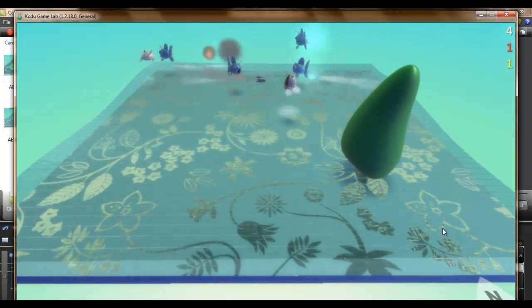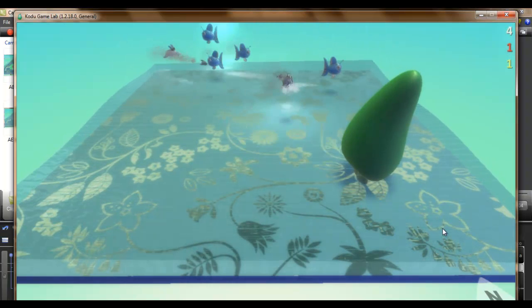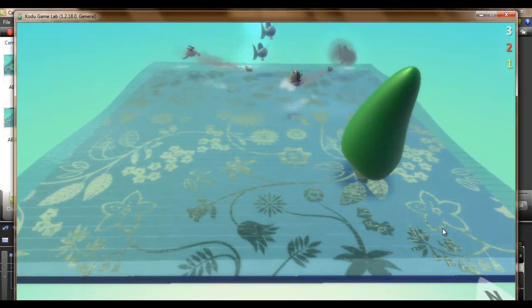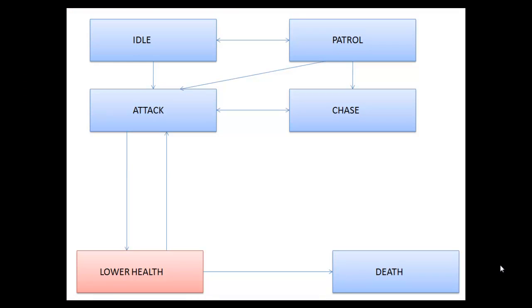Whenever a bullet fired by the turtle hits the character, the health of the character decreases. You can see here that the state has changed from attack to the lower health state. There is a mutual relationship between these two states, as the character when firing bullets can remain in the attack state, but when a bullet from the turtle hits the character, it moves to the lower health state and the switching between the states continues.